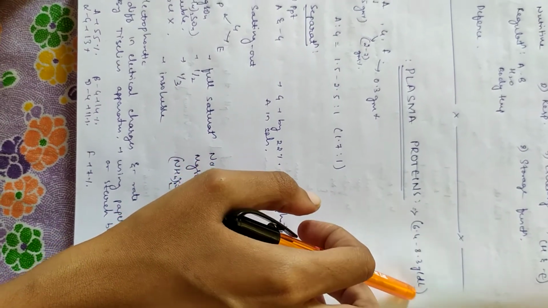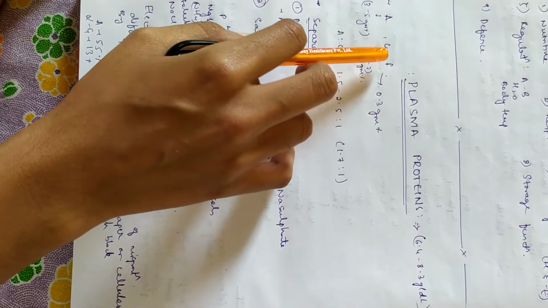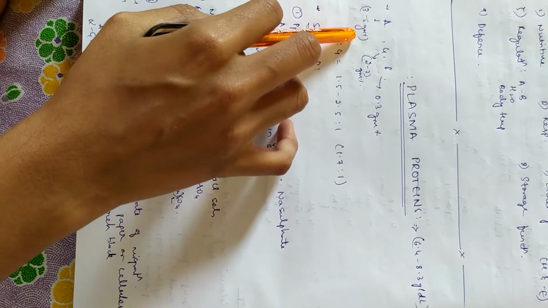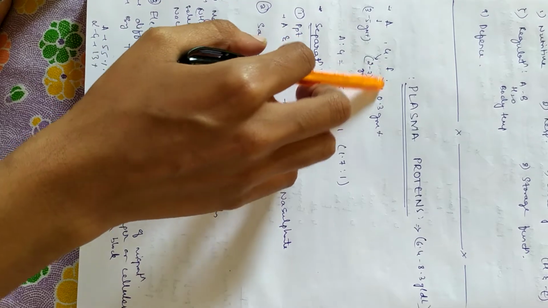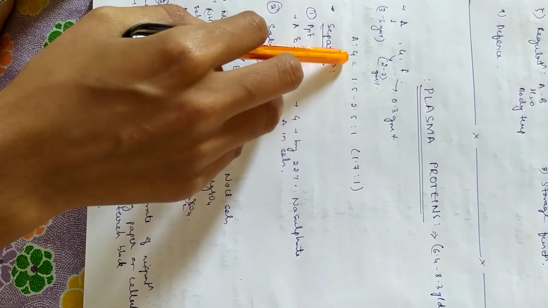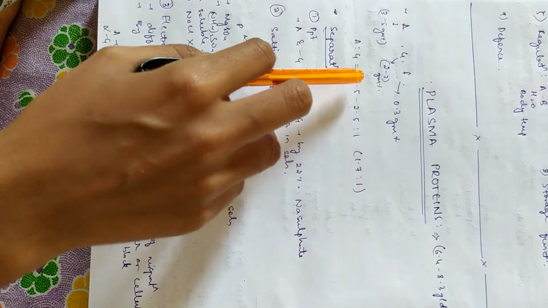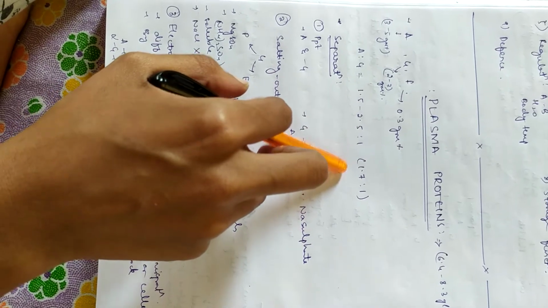Starting with the amount of plasma proteins, it is around 6.4 to 8.3 gram percent or gram per dl in blood. Different types of plasma proteins are albumin, globulin, and fibrinogen. Albumin is around 3 to 5 gram percent, globulin is around 2 to 3 gram percent, and fibrinogen is around 0.3 gram percent. Albumin to globulin ratio is 1.7:1, which may range from 1.5 to 2.5:1.